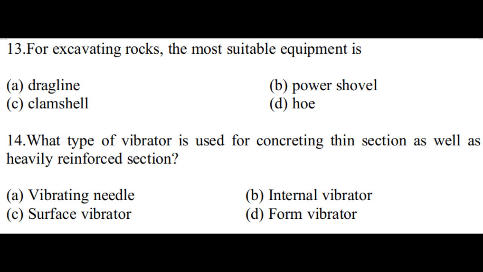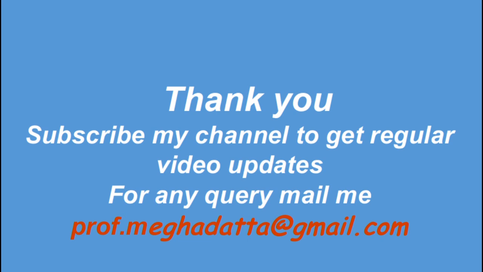Question number 14. What type of vibrator is used for concreting thin section as well as heavily reinforced section? A. vibrating needle, B. internal vibrator, C. surface vibrator, D. foam vibrator. So, for concreting thin section as well as heavily reinforced section, foam vibrator is used. So, option D is correct.